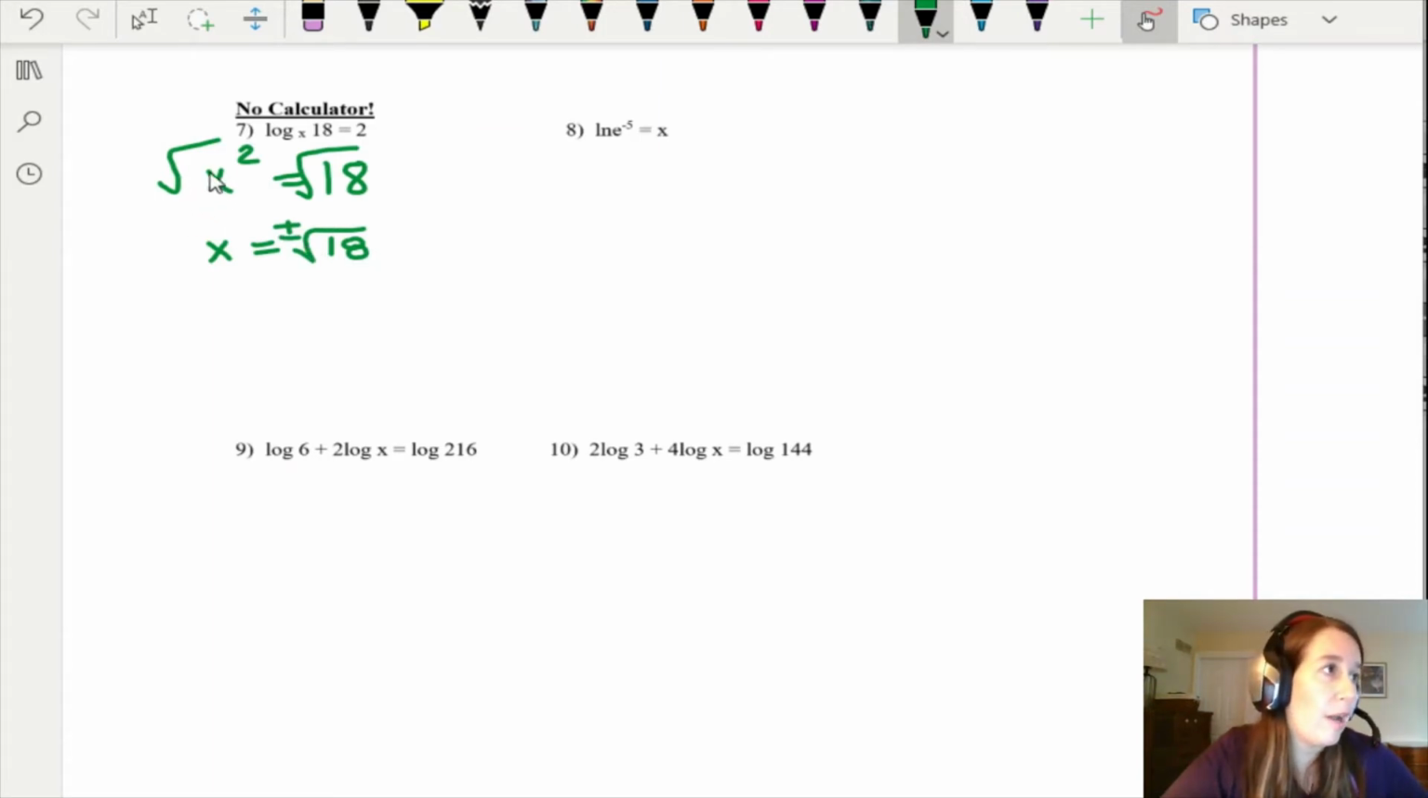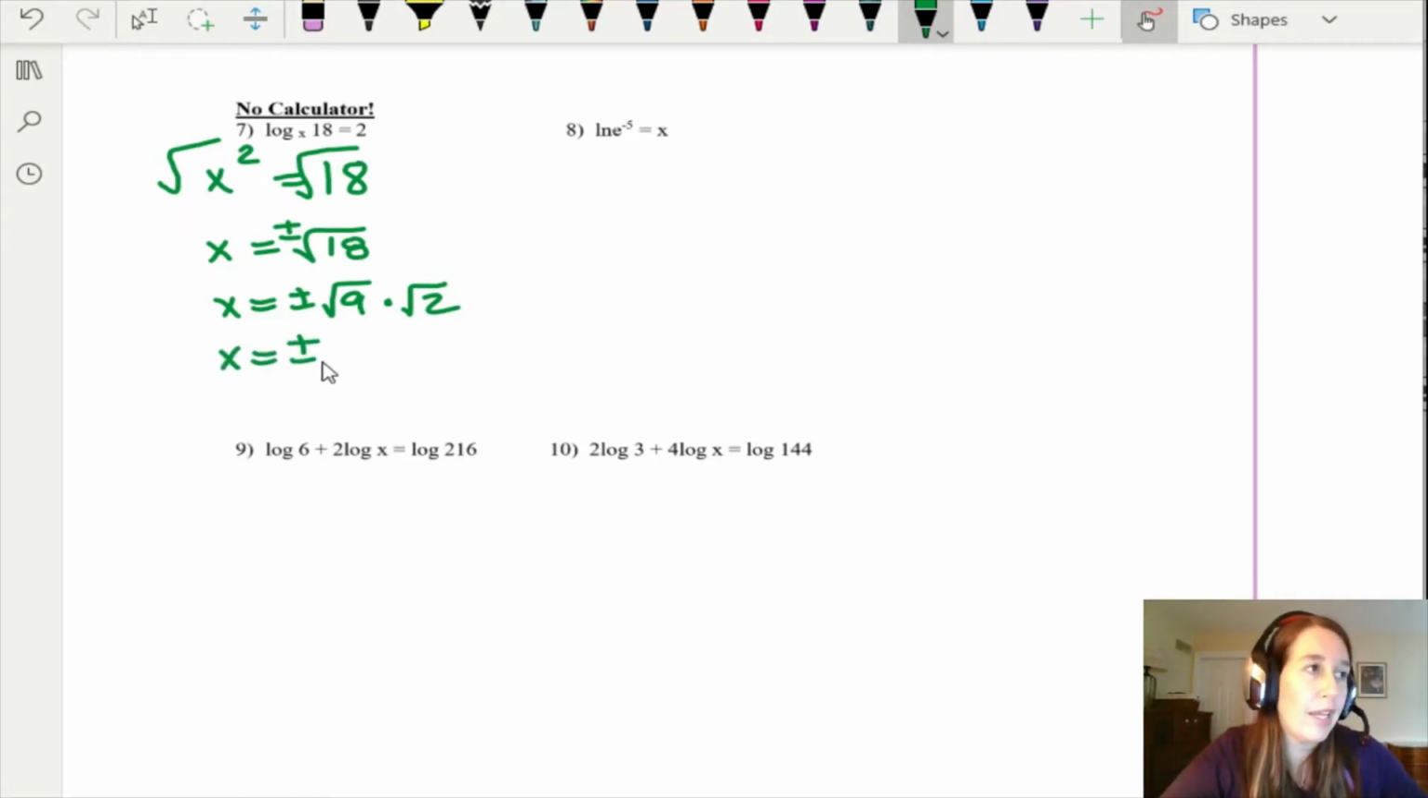Because you could put a positive number in and square it and get 18, or you could put a negative number in, square it, get 18. So it's plus or minus. All right, we could simplify that square root. That is the square root of 9 times the square root of 2. So x is equal to plus or minus 3 square root 2.